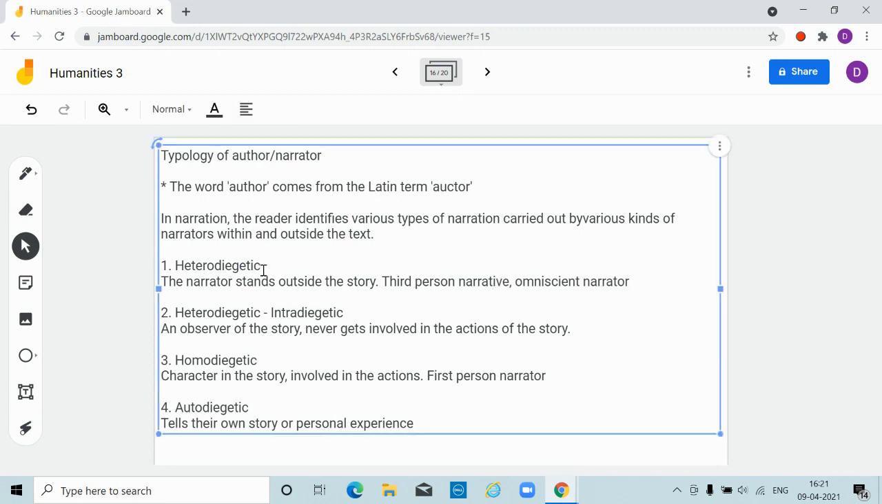Now, what do you mean by this? The person who narrates the story, the narrator, is not a part of the story. Heterodiegetic actually means other telling. So, another person is telling the story, and this other person is not a part of the story. He stands outside the story. It can also be referred to as third person narration or omniscient narration. Omniscient, someone who knows everything. Okay, that is the first kind of narration. Heterodiegetic.